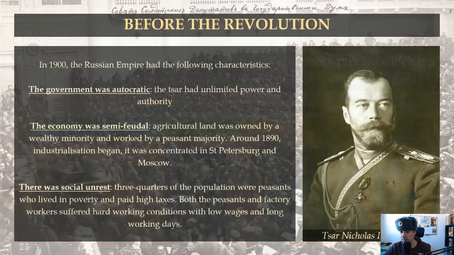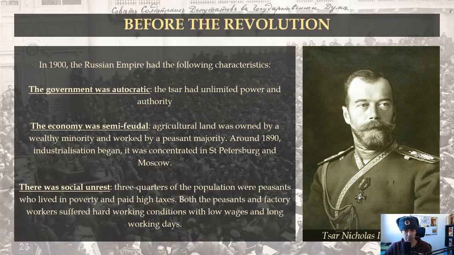So let's start. The Tsar regime had these characteristics. It was an autocratic government because he had unlimited power and authority. It was kind of an absolute monarchy. Why? Because Russia didn't have any bourgeois revolutions. If you remember the 1820, 1830 and 1848 revolutions, they did not affect Russia, so this regime was kind of an absolute monarchy. The economy was semi-feudal.